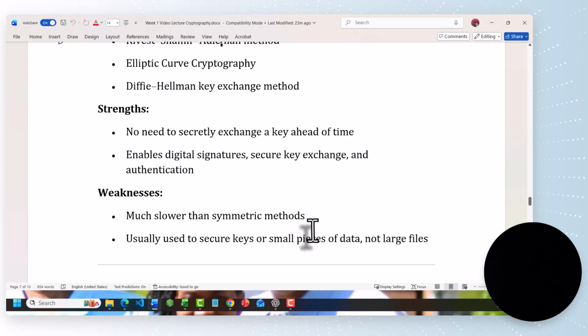The strengths: no need to secretly exchange a key ahead of time. Don't need to do that. It enables digital signatures, secure key exchange, and authentication. Weaknesses: much slower than symmetric methods, usually used to secure keys or small pieces of data and not entire large files.